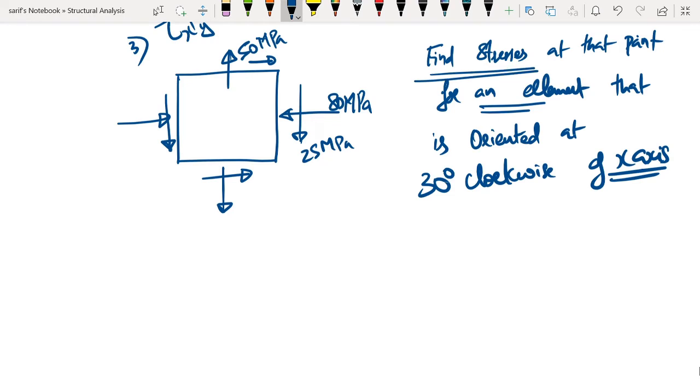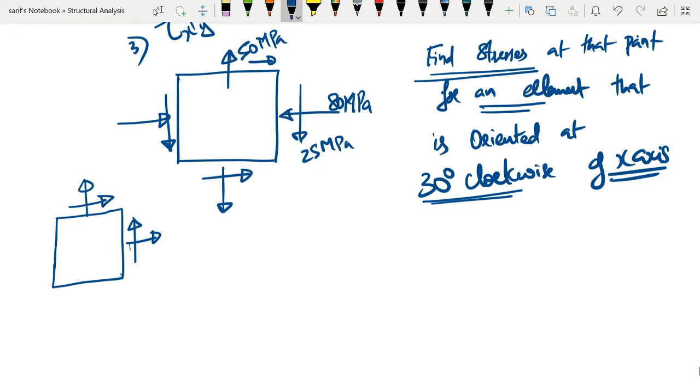So again, stress at the point is dependent on the orientation of the element that we are considering. So we are given one state of stress for a particular orientation of the element. We have to find the state of stress at that point for a different orientation of the element, and that orientation is given. Now first thing we have to do is, we have to take down the features. So if you look, the standard element that we had considered is this. These are the positive directions that we have considered.